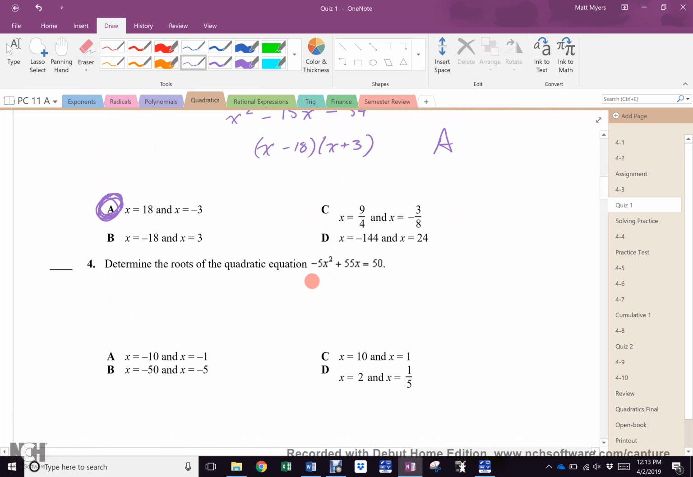And this one, of course, is -5x squared plus 55x minus 50. Then you would divide everything by -5 to get x squared minus 11x plus 10. So it's x plus, I lie, x minus 10, x minus 1. So it's positive 10 and positive 1, which is C. Give yourself a mark out of 4.